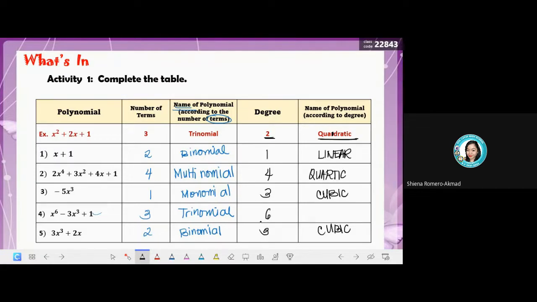And yung 6 is, sabi nga ni Aretano, we call it sectic. Or, may isa pang tawag dyan. Ano pa yung isa pang tawag dyan? Dalawa yun pag nag-search kayo. Dalawa yung lalabas na name niya. Hexic. Or you can also call this 6th degree. Polynomial with a 6th degree.